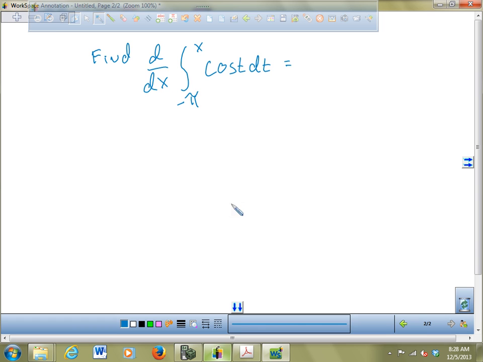Doesn't this look scary? You will see something like this on an AP test, I guarantee you. And you go, oh my goodness, this is hard. What's the answer? The answer is just plain old cosine x. That's all it is.